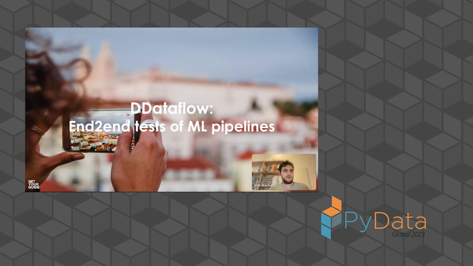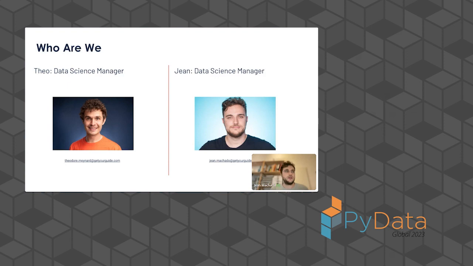So, yeah, first point is a little bit about who we are. My name is Jan. I'm a data science manager in GetYourGuide. And GetYourGuide, for those who don't know, is an online marketplace for travel experiences. I work there together with Theo, which is my French coworker. He's also a data science manager in GetYourGuide.